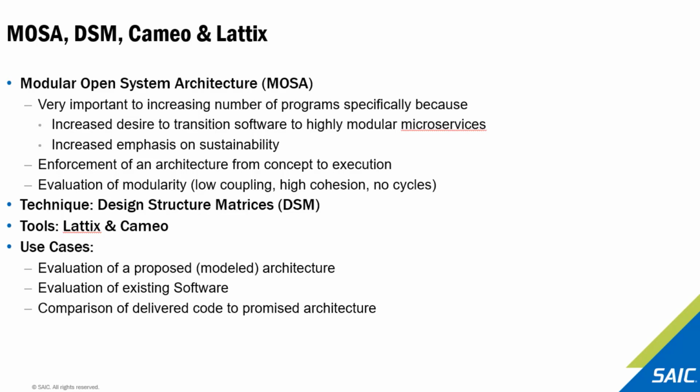We want to be able to look at architectures in a more sophisticated way than we typically have. A lot of the MOSA principles are often evaluated qualitatively using expert opinion, and we wanted to look at things from a more rigorous perspective. So the technique that we decided to adopt, to soup up the way we approach MOSA, is design structure matrices. In particular, we looked at a combination of tools to enable that analysis called Lattix and Cameo System Modeler. Our primary use cases are to evaluate architectures that are proposed, evaluate the code as it's developed, and compare that delivered code to a promised architecture.